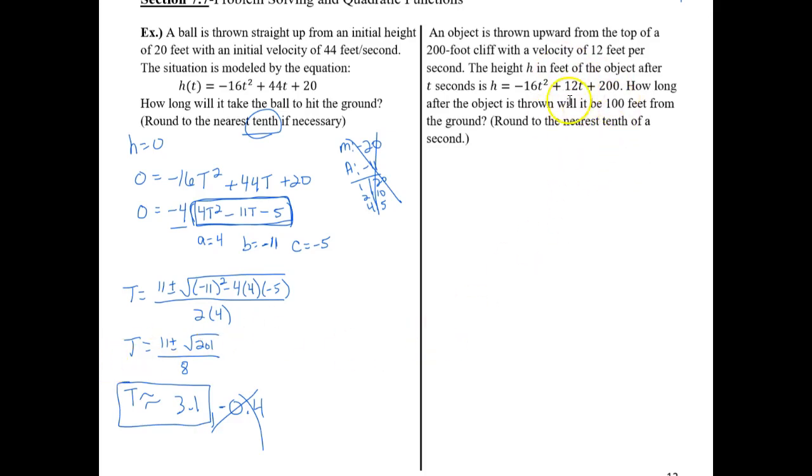All right, go ahead and do the one on the right. It's just instead of being on the ground, now you're going to do it at a specific height. So instead of plugging in 0 for h, you're going to plug in whatever height you're trying to find.